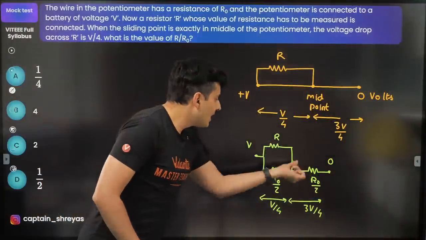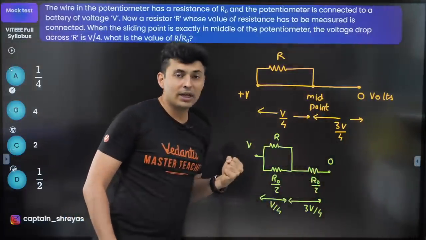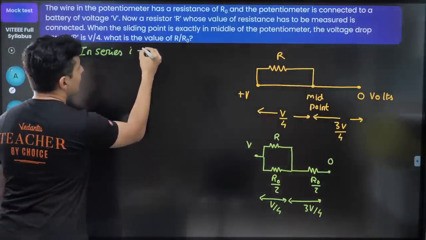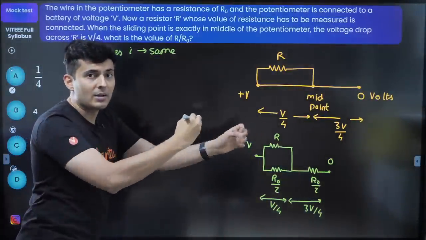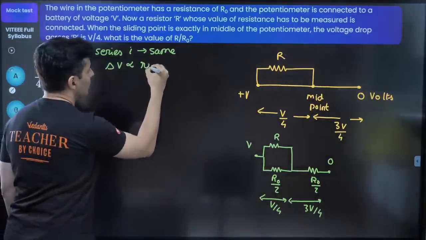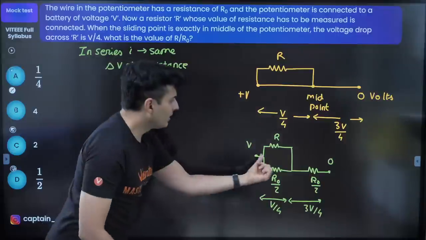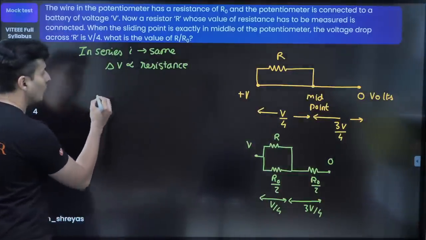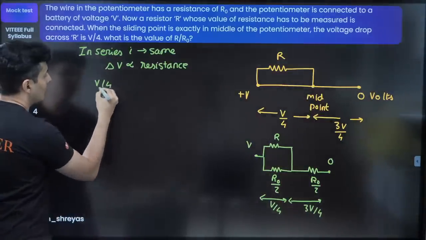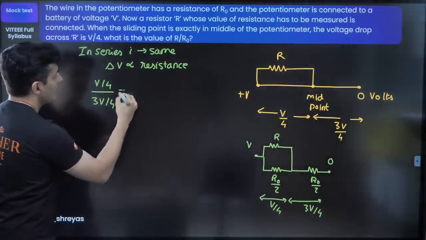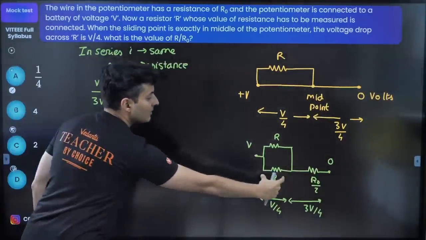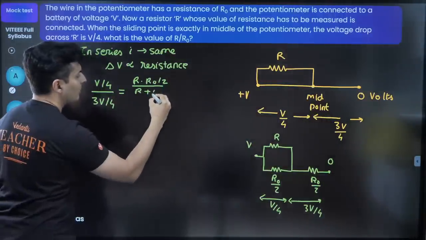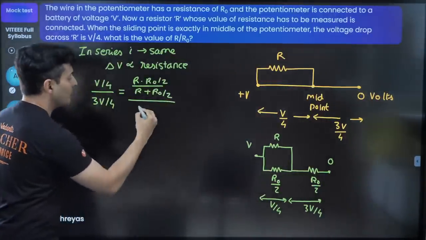Now guess what? The combination of R and R0 by 2 is in series with R0 by 2, and in series the current is the same. So the voltage difference is directly proportional to the resistance. Hence I can say the resistance of R and R0 by 2, which is in series with R0 by 2, this one is in series with this one. The voltage difference across this is V by 4, and across that one is 3V by 4, which is the resistance of this upon the resistance of that. This is in parallel, so it will be R into R0 by 2 upon R plus R0 by 2. This one will be R0 by 2.